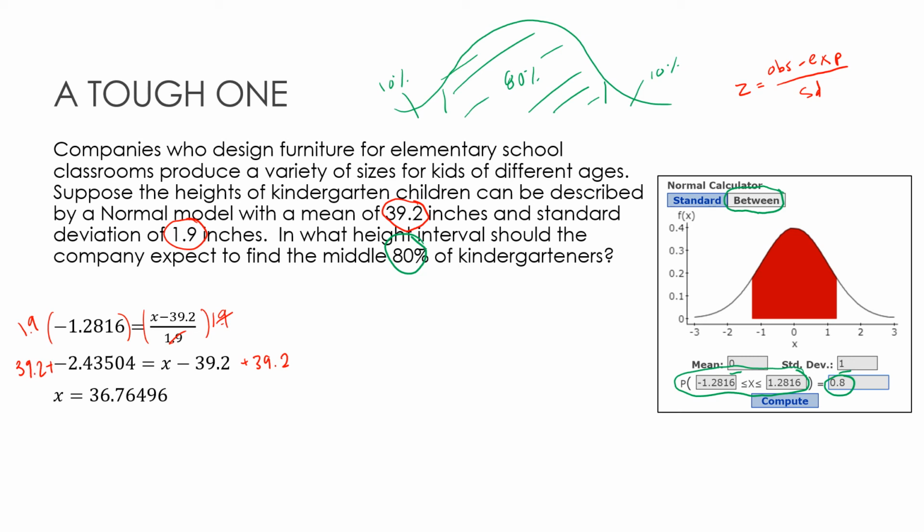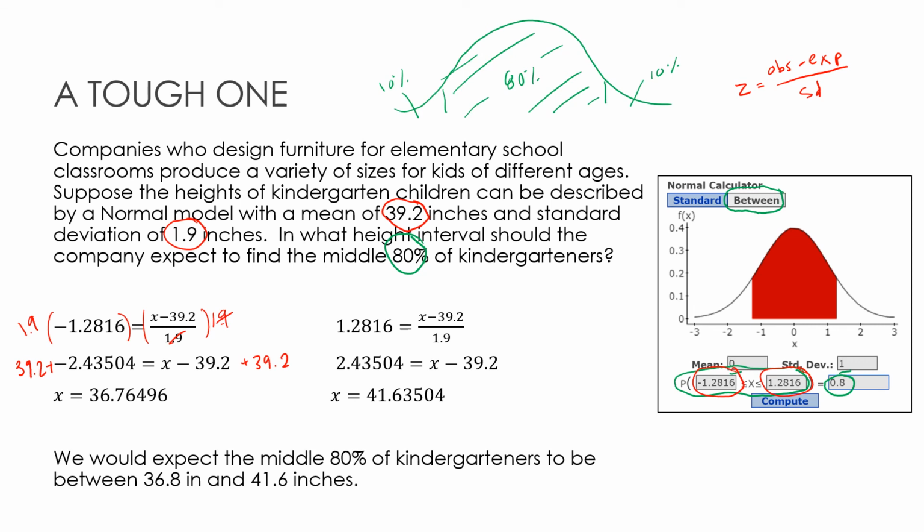And I end up with 36.76496. Then I'm going to do the same thing, because I've just used the negative value, I'm going to use the same thing for the positive value. And again, following that same algebraic work, I would get 41.63504. So my conclusion here would be that I would expect the middle 80% of kindergartners to be between 36.8 inches and 41.6 inches, and I should have included the word tall.